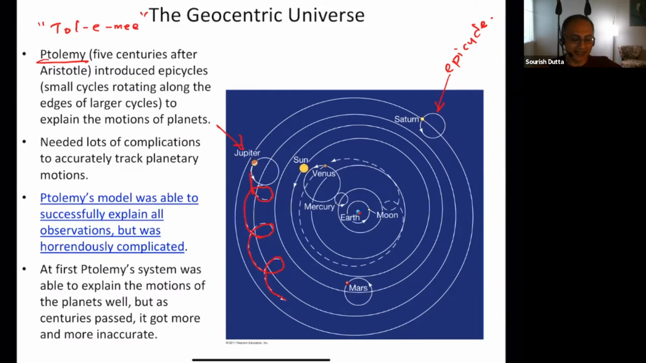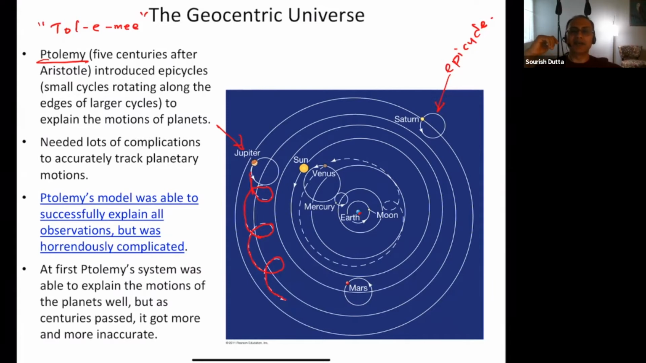Now, by adjusting the sizes of these circles, Ptolemy and people of his time were able to make the predictions of this model accurate again. So I told you that this model was not giving the right answers. But by adjusting the sizes of these epicycles, Ptolemy was able to again make this model more accurate. So it was able to again give correct predictions. It's a wrong model though, but it was able to give correct predictions. And so it was believed that Ptolemy is right.